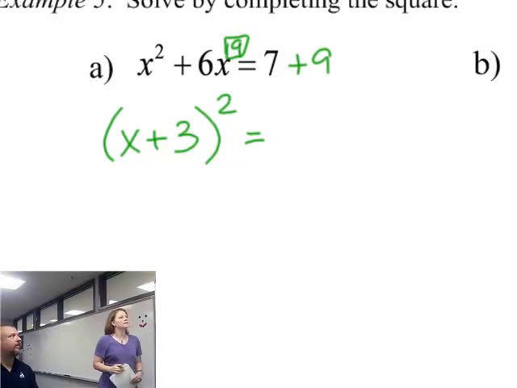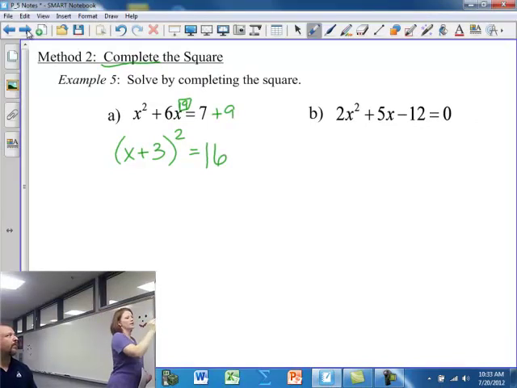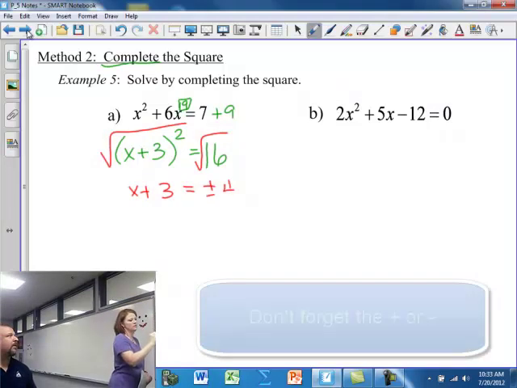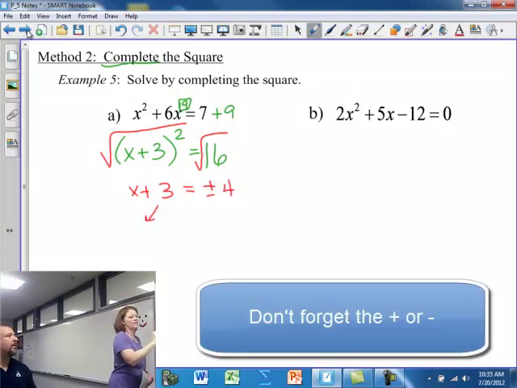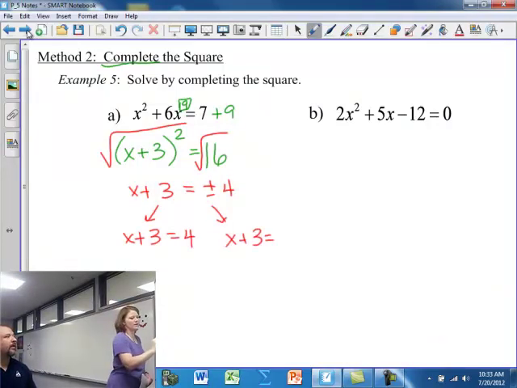What you do to one side, you have to do to the other. 7 and 9 is 16. Now it looks a lot like what we just did on the last question. We're going to undo our squared, and we're going to get x plus 3 equals plus or minus 4. Don't forget that plus or minus. Plus or minus gives us 2 equations. x plus 3 is 4, and it is negative 4. So we get a 1 and we get a negative 7.